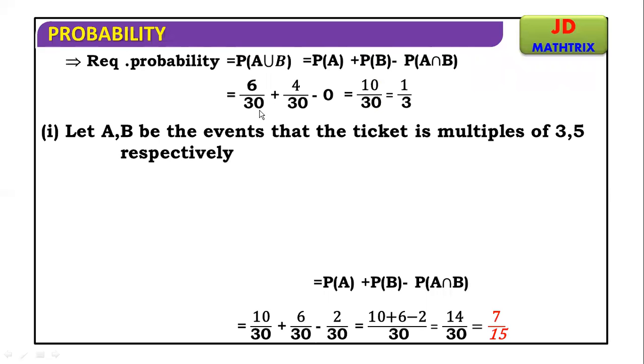That is 6 by 30 plus 4 by 30 minus 0. That is the 10 by 30, that is equal to 1 by 3.